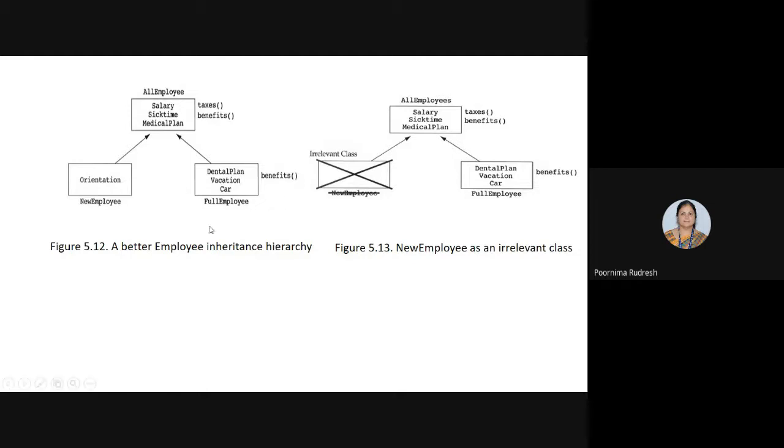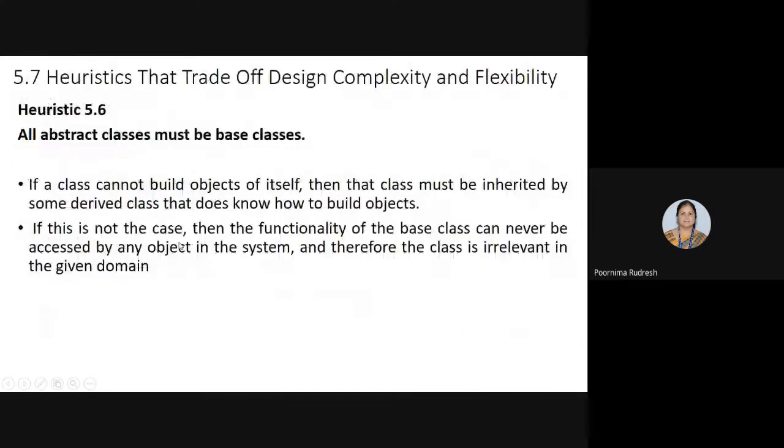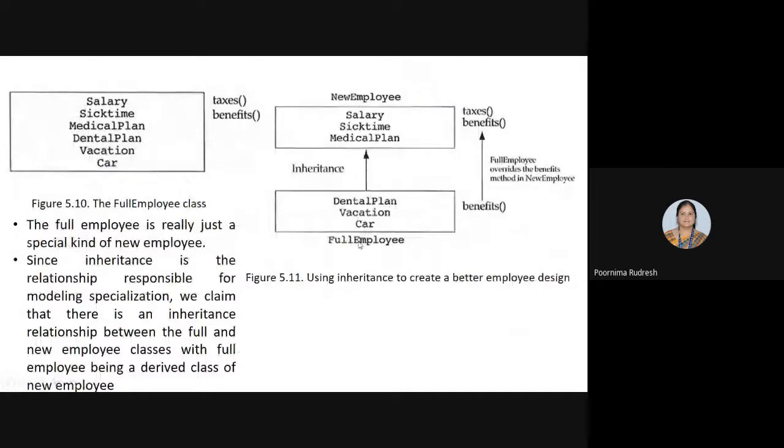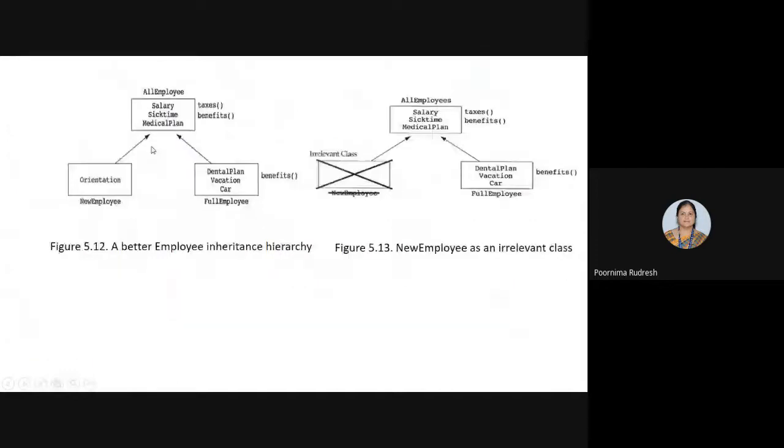Now compare this inheritance hierarchy with the previous one. In the previous one, we have the base class as the new employee class. But here, the new employee class is changed into the all employee class. There is a global change in the name. We have to change the new employee into all employee, and that becomes the base class, and the new employee becomes the derived class, inheriting the properties from the all employee class.